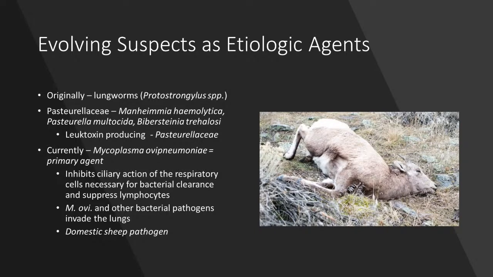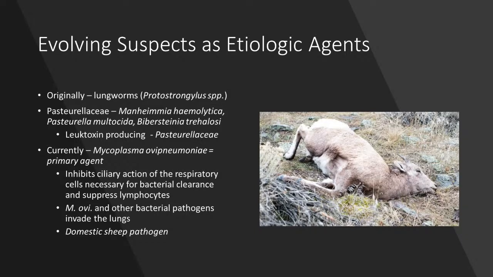But more recently, our current thinking is that it's actually not the Pasteurellaceae either, it's these mycoplasma species. So Mycoplasma ovipneumoniae in particular. And what happens is that when it enters the lungs, it inhibits the ciliary action of the respiratory cells, and so it prevents clearance. And so secondary pathogens, such as these Pasteurellaceae, come in and actually cause the pneumonia that results in the acute death.